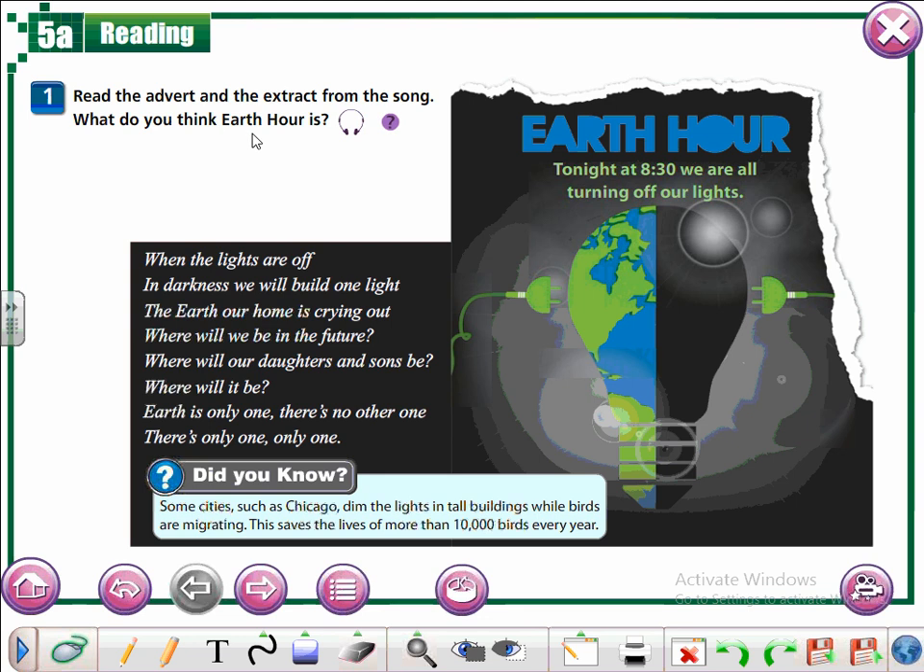What do you think the Earth Hour is? So this is called Earth Hour. Tonight at 8:30 we are all turning off our lights. So do you have any background about this? Do you have any idea about this? The Earth Hour? Have you heard about it before? Great. Let's go here, listen to the song, and try to guess what is Earth Hour.